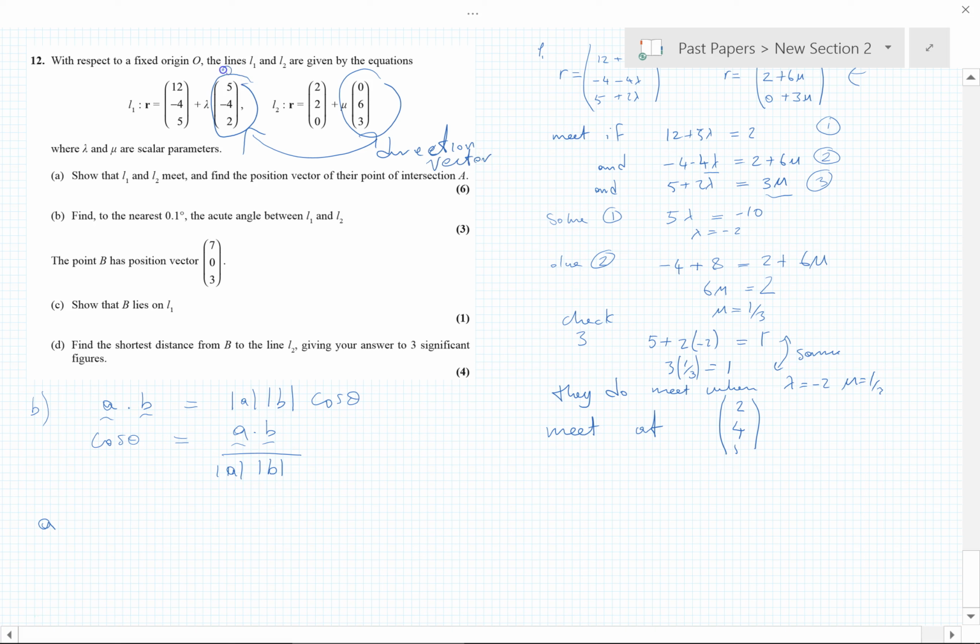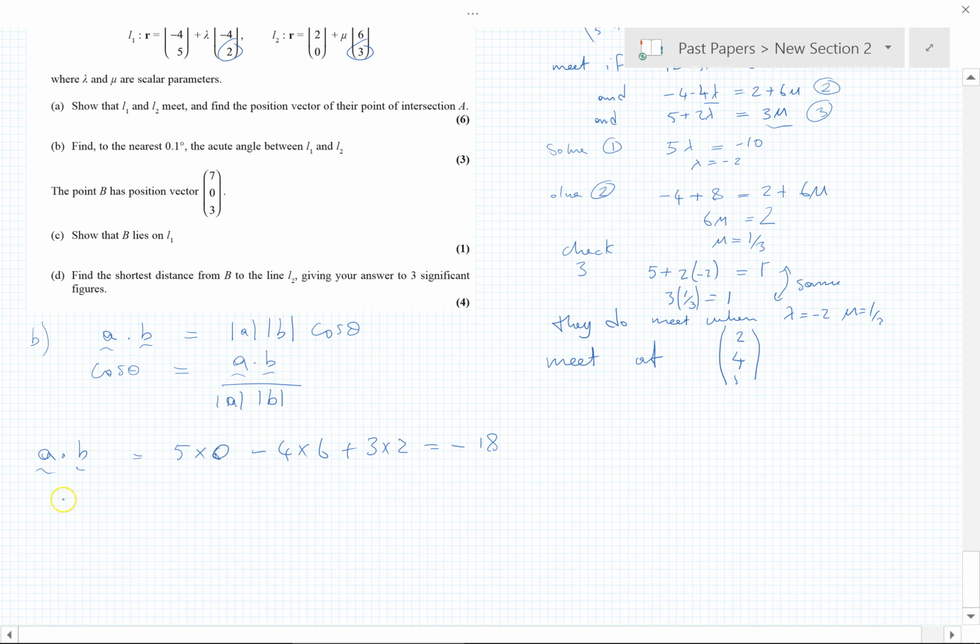So if I call this one A and this one B, so A dot B is equal to 5 times 0, because it's that times that, and minus 4 times 6, and 3 times 2. So that's minus 24 plus 6, so that's minus 18.